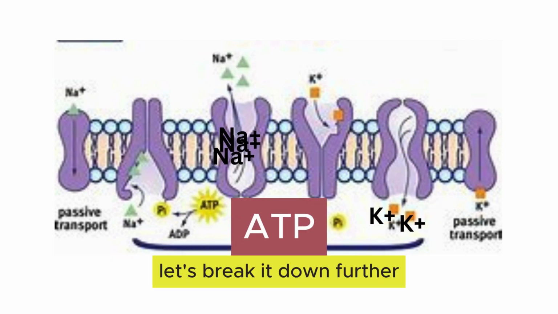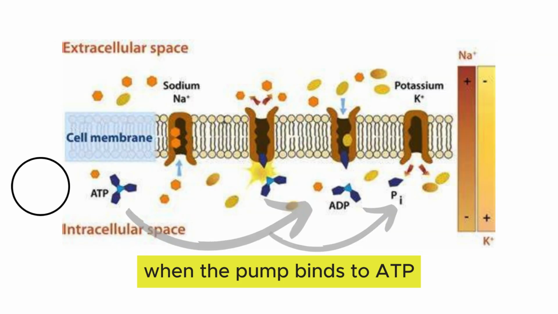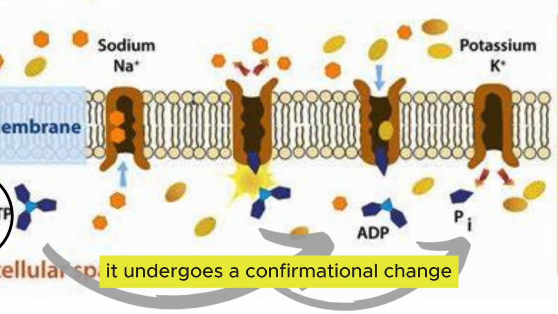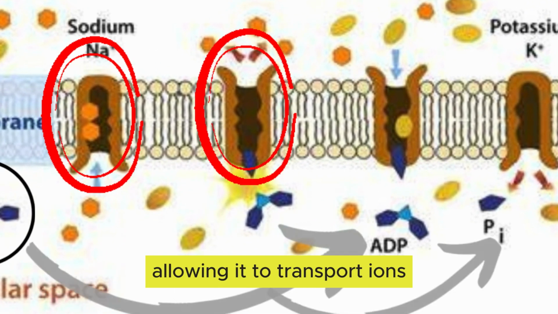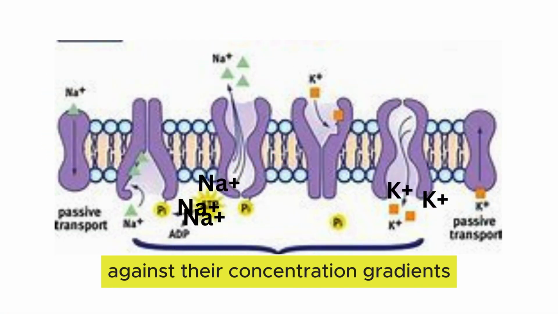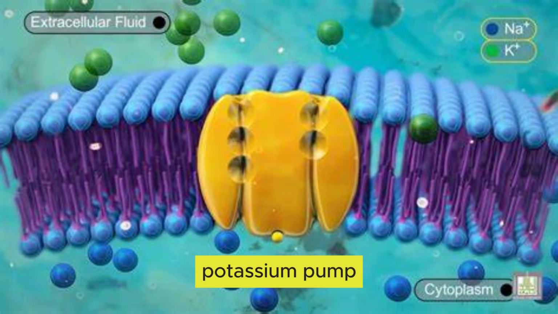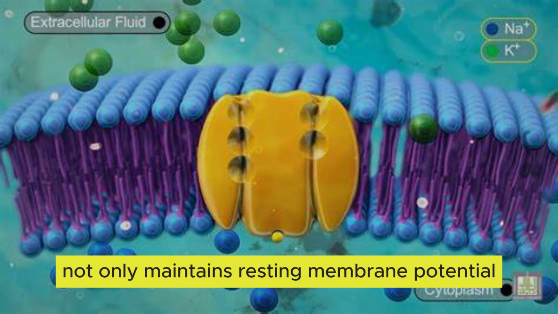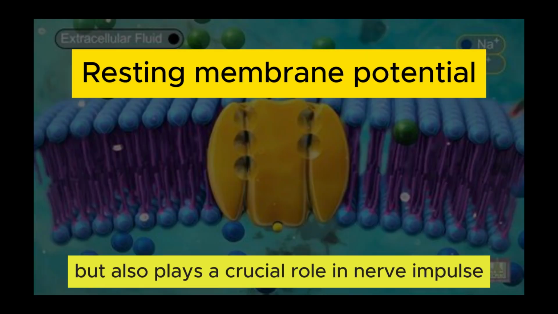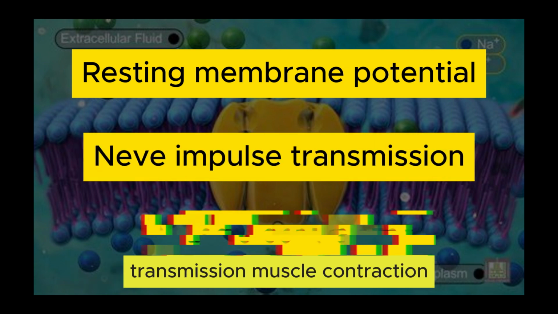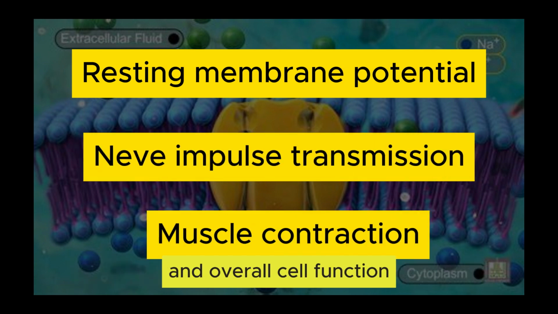Let's break it down further. When the pump binds to ATP, it undergoes a conformational change, allowing it to transport ions against their concentration gradients. You might wonder why this process is important. Well, the sodium-potassium pump not only maintains resting membrane potential, but also plays a crucial role in nerve impulse transmission, muscle contraction, and overall cell function.